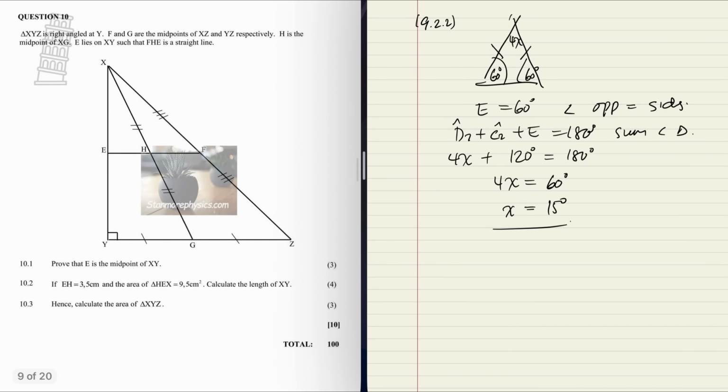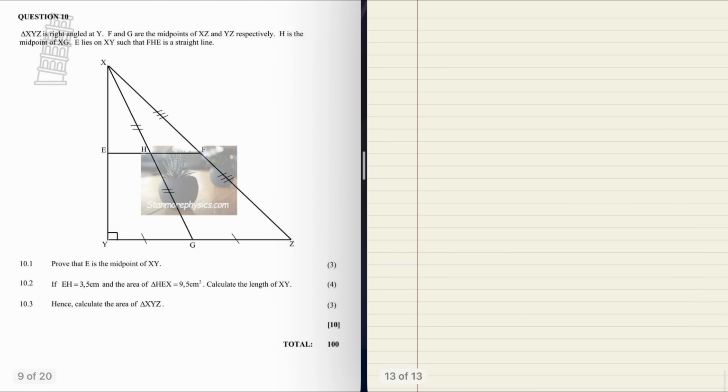And now the last question of the paper, question number 10. Triangle XYZ is right angled at Y. F and G are the midpoints of XZ and YZ respectively. H is the midpoint of XG. E lies on XY such that FHE is a straight line. So question 10.1 says, prove that E is the midpoint of XY.